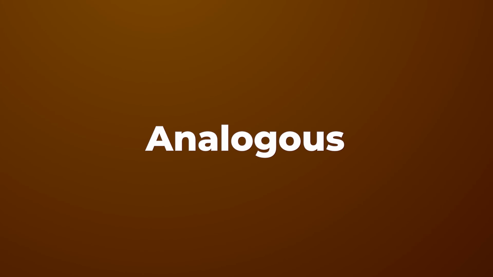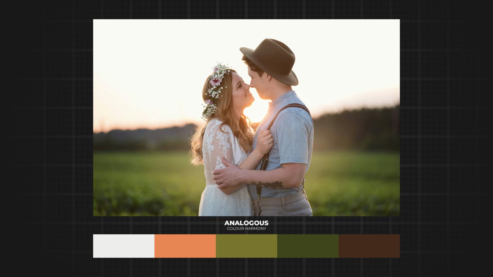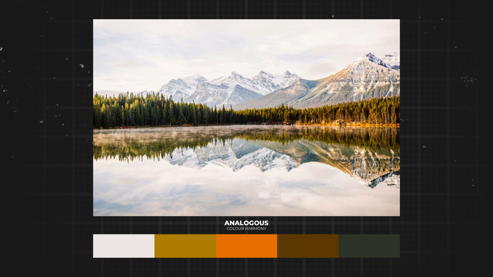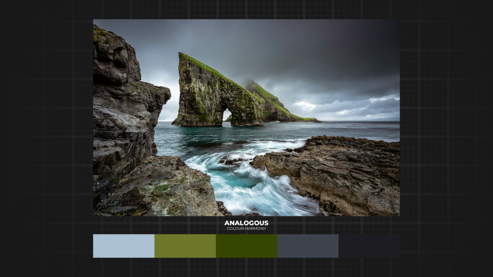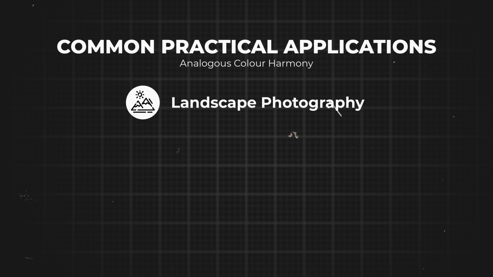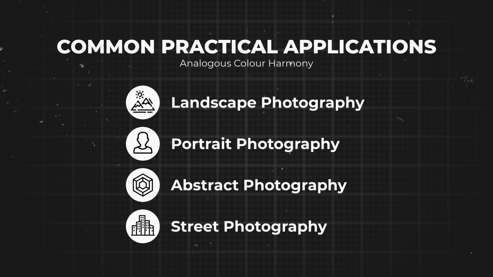Next up, we've got the analogous colour harmony. An analogous colour harmony in photography involves the use of colours that are adjacent to each other on the colour wheel to create a visually pleasing and harmonious composition. This approach relies on a limited range of hues that naturally blend together, resulting in a cohesive and often soothing aesthetic. This can commonly be found in landscape photography, portrait photography, abstract photography, and also street photography.